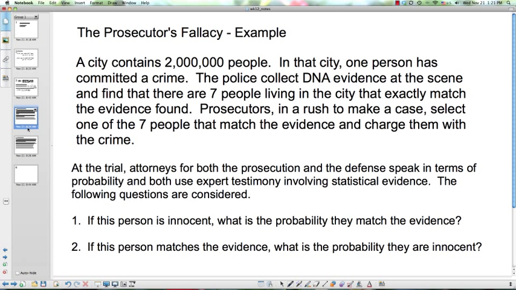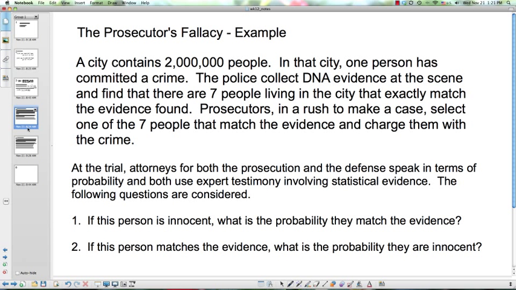Number 1, if the person is innocent, what's the probability they match the evidence? And number 2, if the person matches the evidence, what's the probability they're innocent? Okay, well, you can see what I'm doing here. I've posed these 2 questions that almost sound the same, but if you recognize that the topic is conditional probability, you see that I've changed what those conditions are.